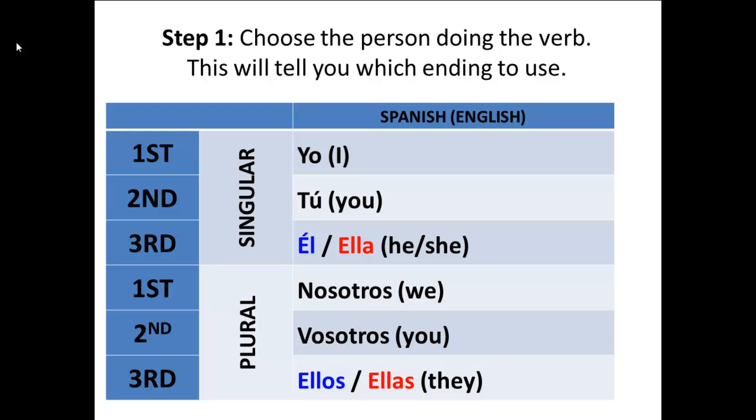There is also ustedes, which means you plural. This is the order you would see verbs in regular verb tables and also in online verb tables as well. So knowing the layout is always beneficial.